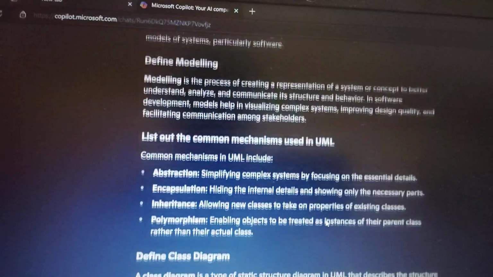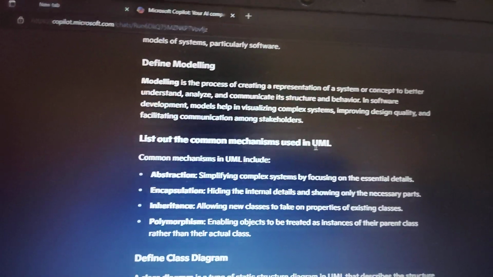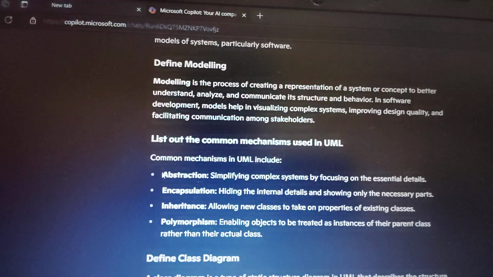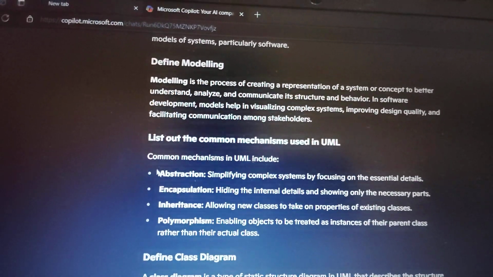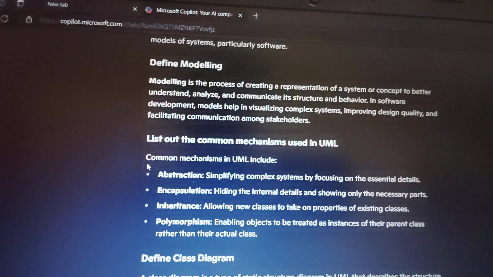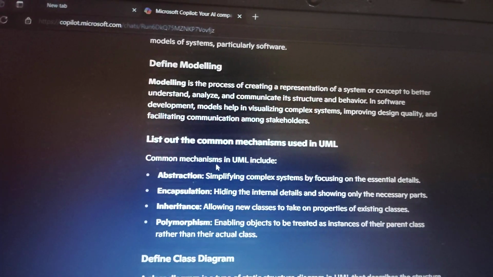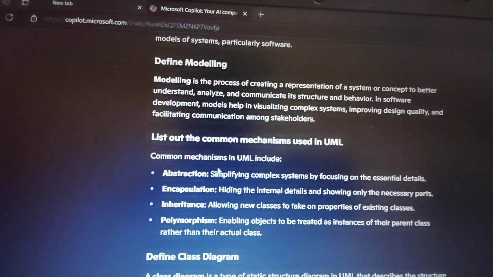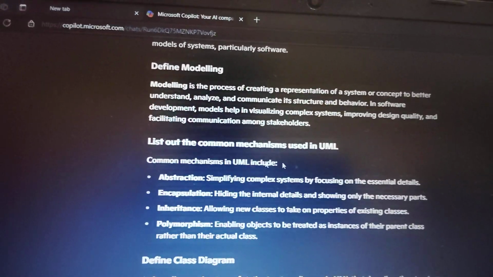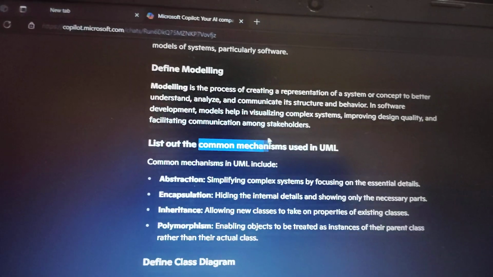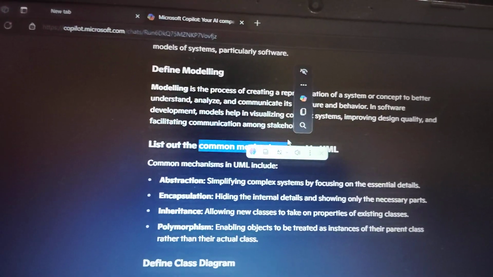What is it asking? Common mechanisms. Generally we just need to remember these: abstraction, encapsulation, inheritance, polymorphism. These are the fundamental concepts in Python and Java. Similar to Python, abstraction, encapsulation. We need to remember just these words as the common mechanisms in UML.